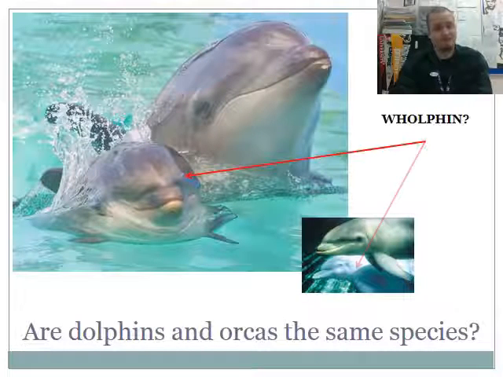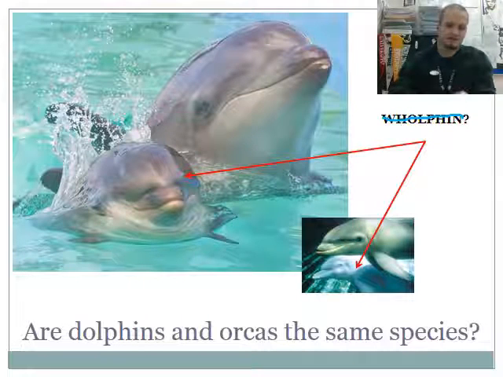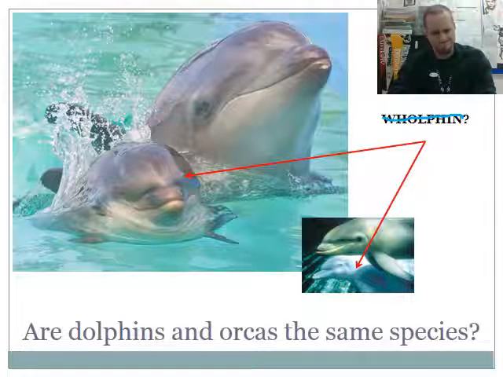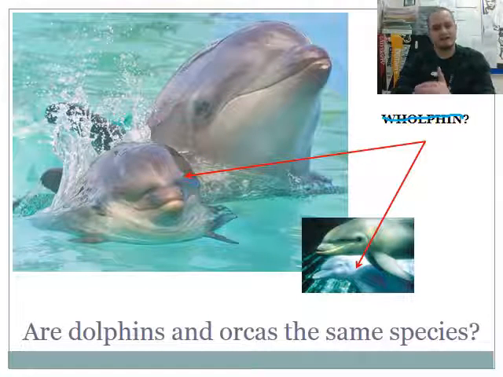That can actually happen. So, they call them wolfins, but personally, I don't like that. I don't call them wolfins. I call them dorcas. Dolphin Orca. Dorca. Long story short, same thing. Unfortunately, cannot reproduce.